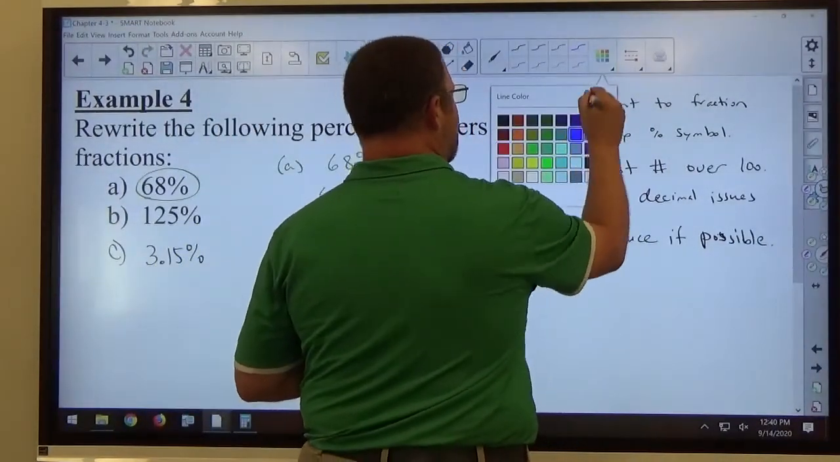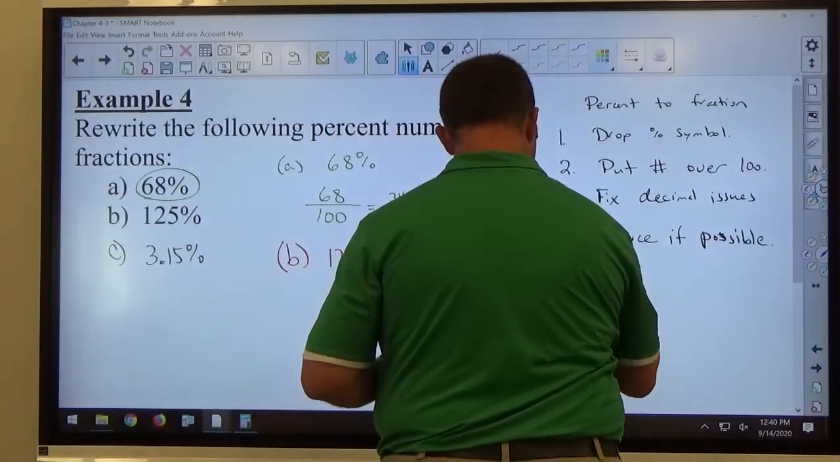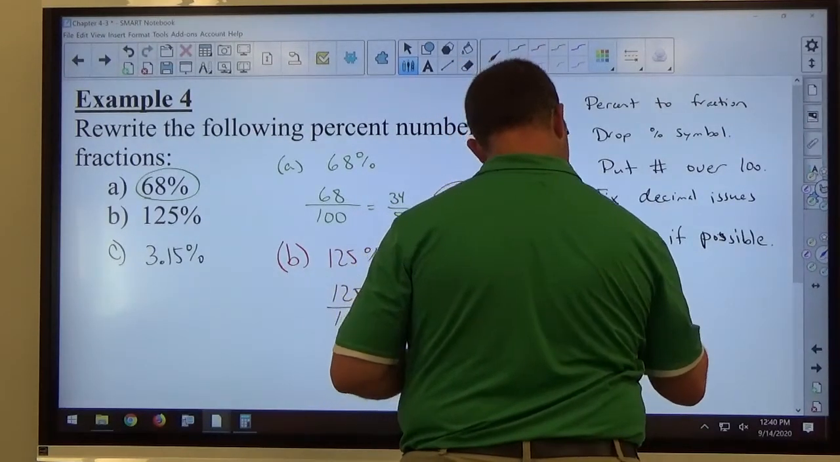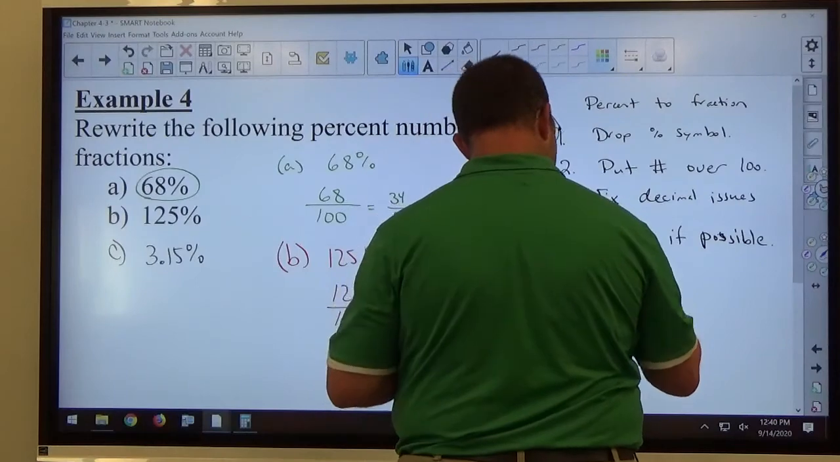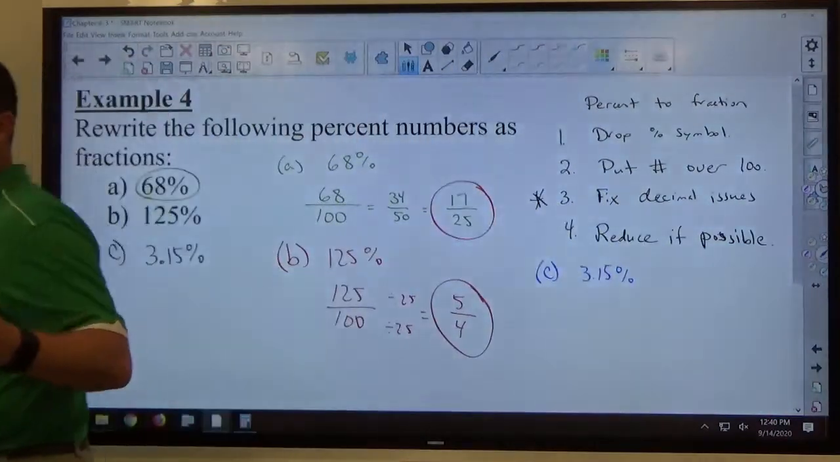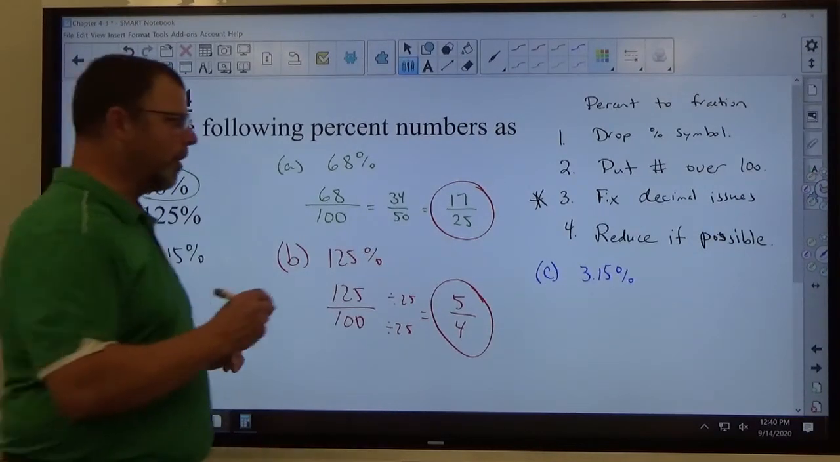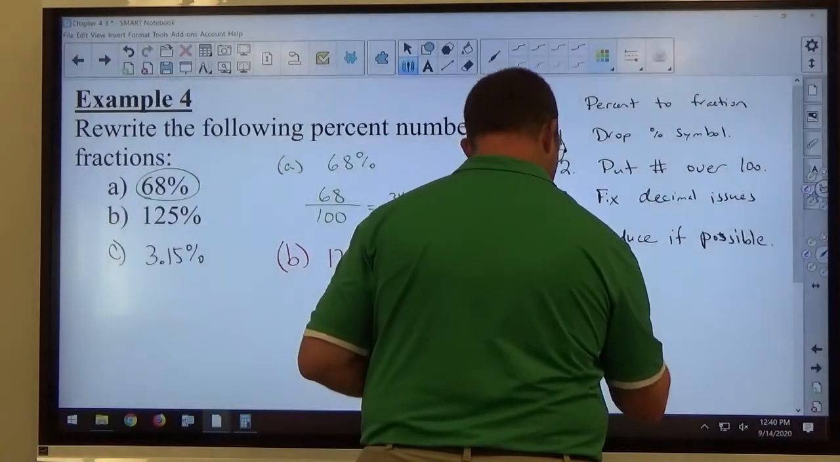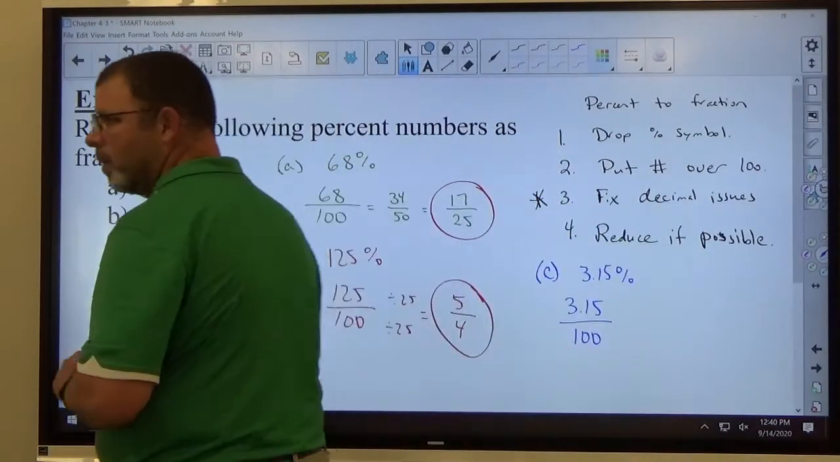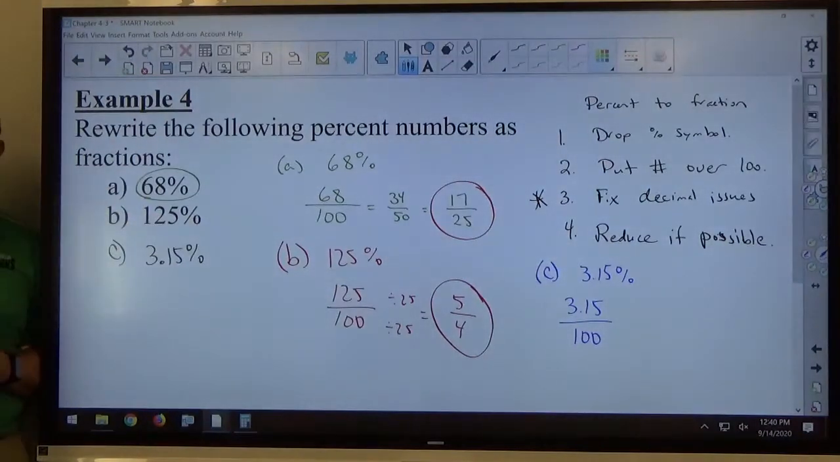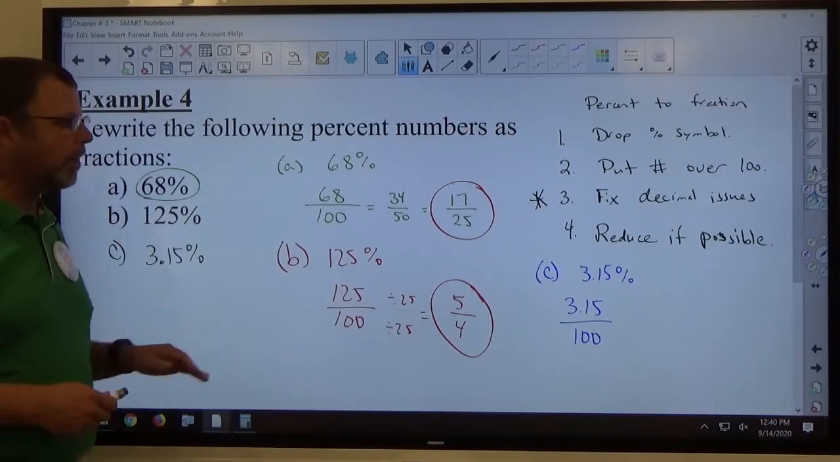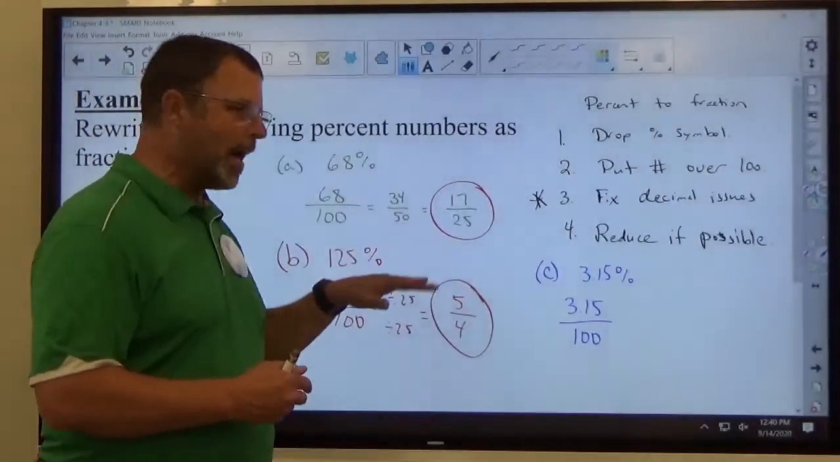And then finally, part C, again, I made this one up: 3.15%. This happens sometimes with these numbers, when you have a decimal percent. If I follow steps 1 and 2 and drop the percent symbol, put over 100, I'm going to have 3.15 over 100. Which is correct for what it says, but it's bad structure. Mathematical structure, when we're dealing with fractions, we like fractions to have an integer value, non-decimal, over an integer value, non-decimal. So the fact that we have this decimal number inside of our fraction is bad structure.